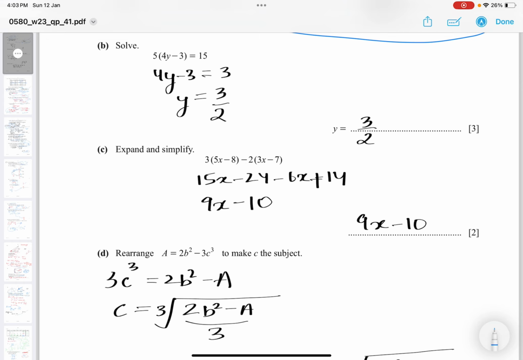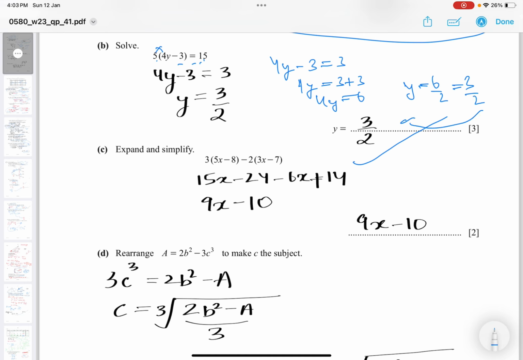We have to solve this. Alright. So 5 is in multiplication over here, over there it will go in division. It would be 4y minus 3 equals 3. Y equals 3 by 2. Okay. How 3 by 2? Let me tell you. 4y minus 3 equals 3. 4y equals 3 plus 3. 4y equals 6. Y equals 6 by 4, sorry. 6 by 4, that is 3 by 2.